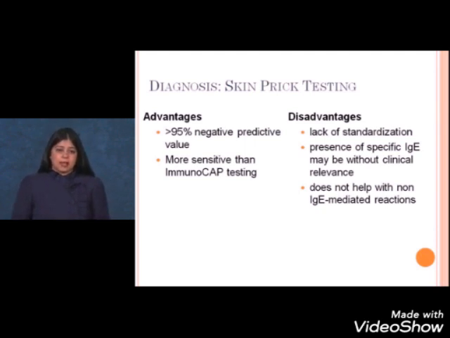The advantage is that skin prick testing has a greater than 95% negative predictive value, so that if it's negative, we're fairly certain that it is negative. It is more sensitive than immunocap testing, but because it's more sensitive, it can pick up a lot of false positives as well. So the presence of specific IgE may be without clinical relevance. Its disadvantages are its lack of standardization, and it does not help with non-IgE mediated reactions.